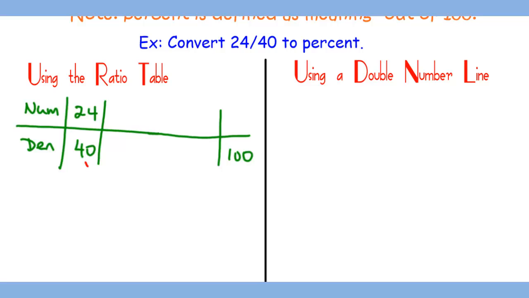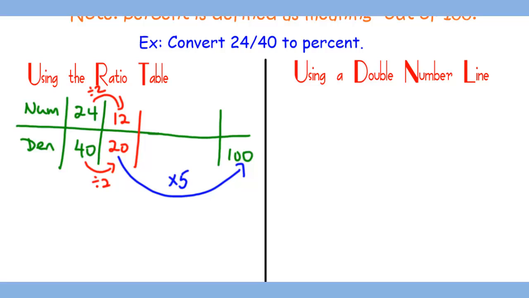Notice how 40 can be simplified to 20 by dividing by 2, which we will also divide by 2 in the numerator and get 12. And good news, you just found a denominator that is a factor of 100, which 20 goes into 100 five times. That means you can do the same thing here. You multiply by 5, and that brings you 60. So given that you have 60 out of 100, that's your percent, 60%.